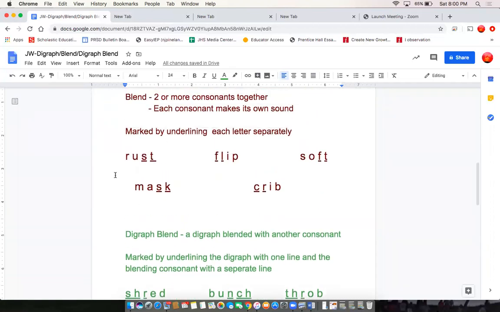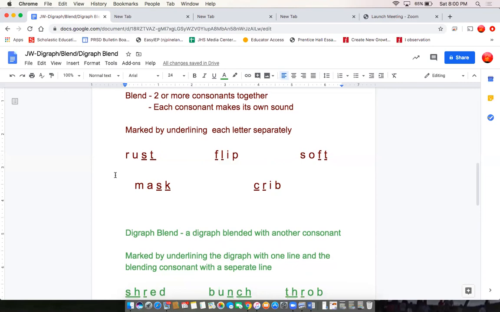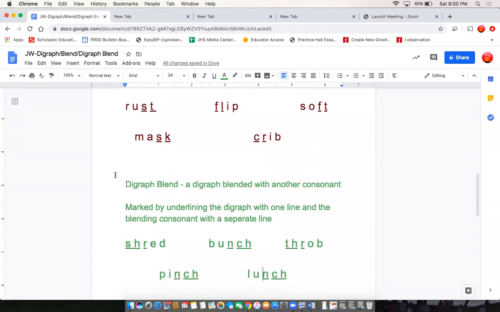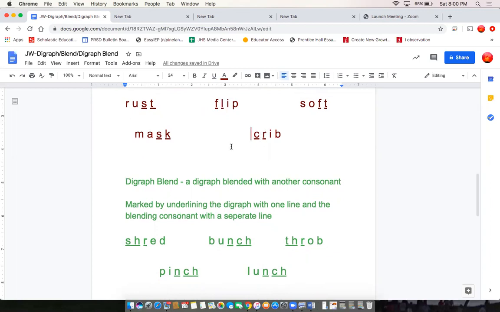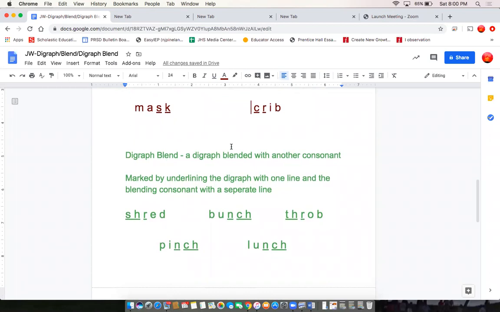If the blend is at the beginning, it's a beginning blend. It has to have an R, an L, or an S. They usually are always an R or an L or an S. So here's a beginning blend. The word flip, it has an L. It's an L blend. Another beginning one is crib. It has an R in it. It's an R blend. Okay? So that's something to remember because those beginning blends usually have an R or L or an S in there. Those are our 3 beginning blend sounds that you're usually going to look for.